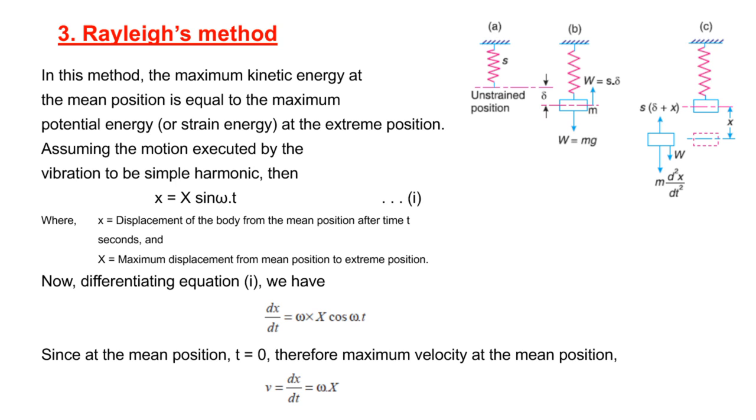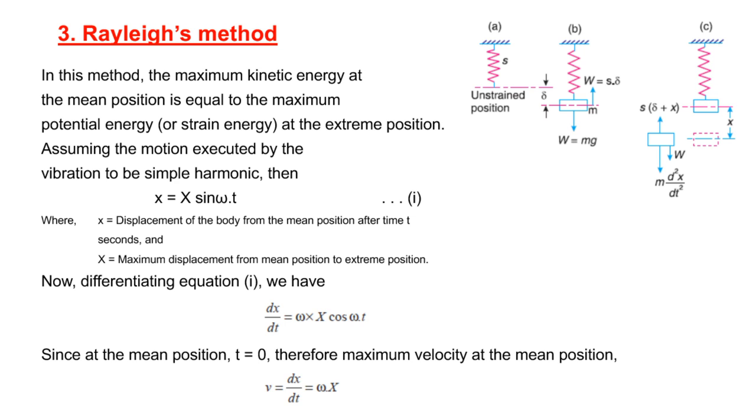Therefore, we will find out this kinetic energy and potential energy and equate them. Since you know that this type of vibration can be considered a simple harmonic motion, x can be written as capital X sine omega t, where small x is the displacement of the body from the mean position after time t, and capital X is the maximum displacement from the mean position at the extreme position. Small x is displacement and capital X is maximum displacement.